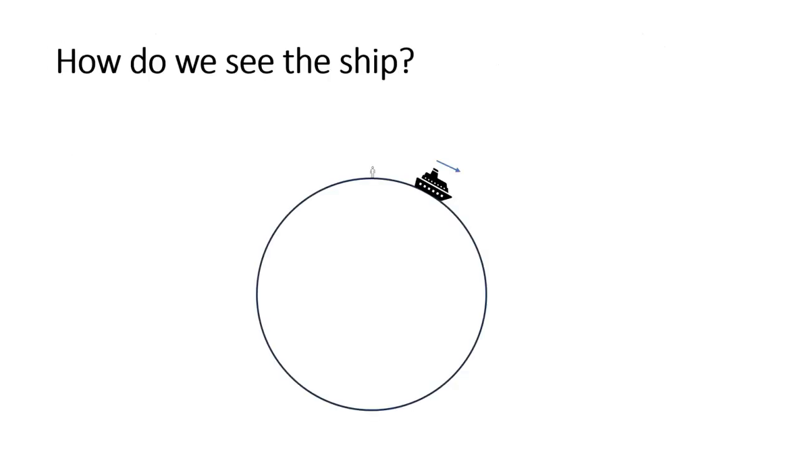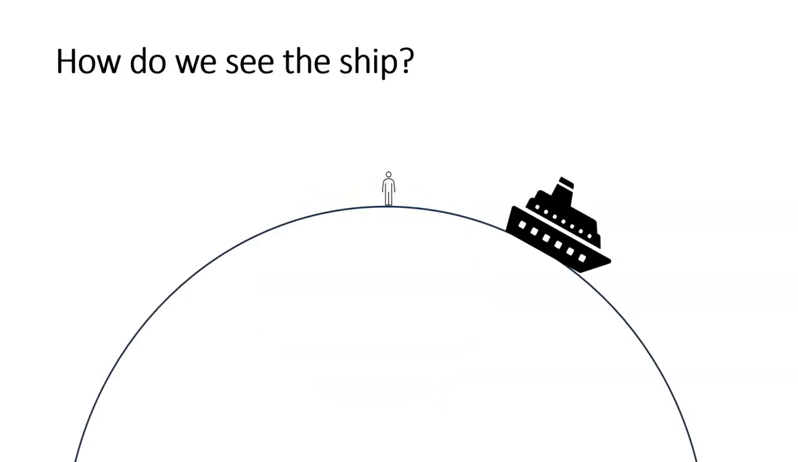Okay, here is how we solve this problem. We have the observer and the ship. We first need to see how we see the ship. Here, three lines represent the light rays that reach the observer's eyes from different parts of the ship. We have one from the top of the ship, one from the middle, and one from the bottom.